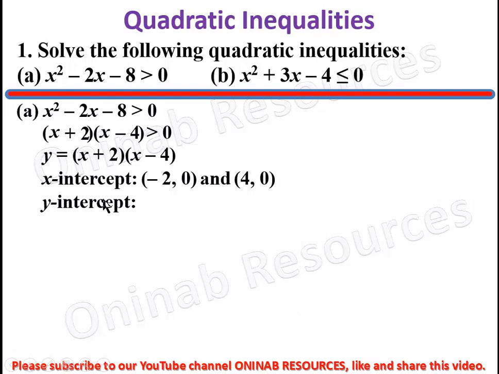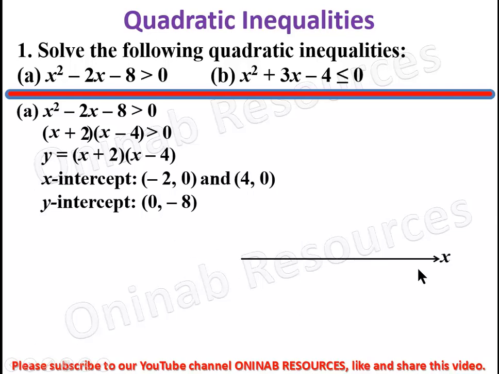For the y-intercept, we have x is equal to 0. So if x is 0, then y is negative 8. So the point will be 0 comma negative 8. So we can sketch the quadratic graph now, and from there we get our results.